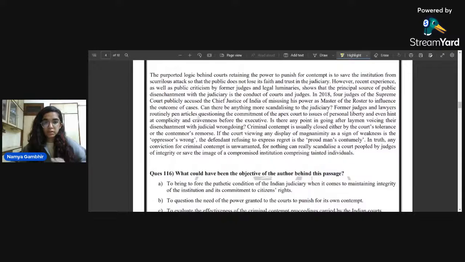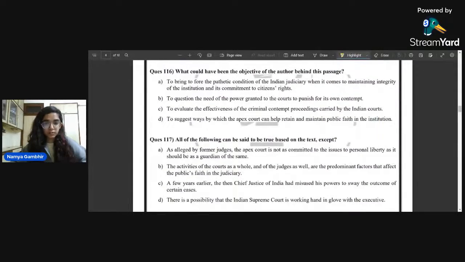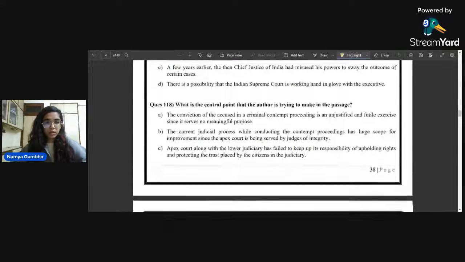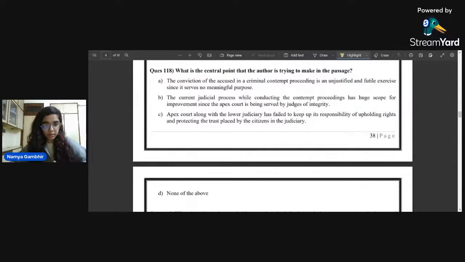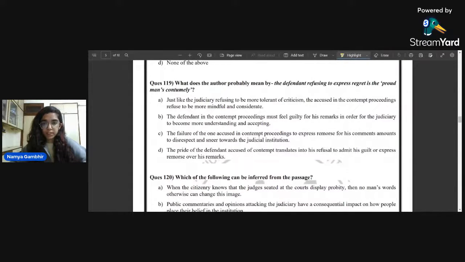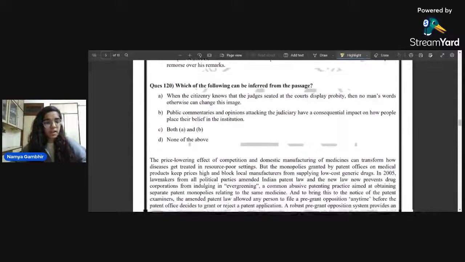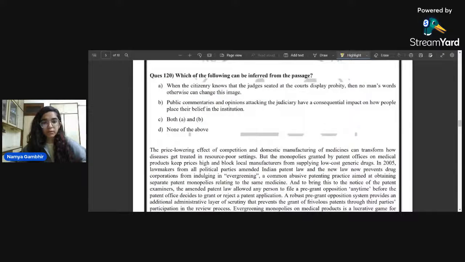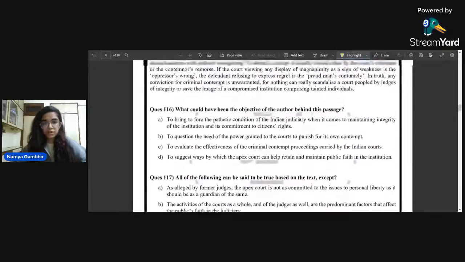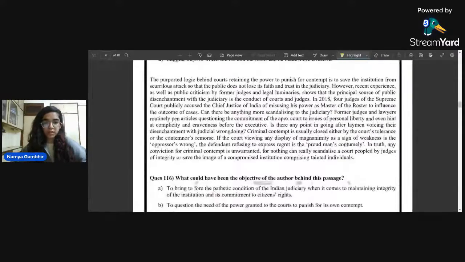Okay, let's go to the questions first. We have the objective of the author. All of the following can be said to be true except. Then the third question is, what is the central point that the author is trying to make? Then, what does the author probably mean by a particular statement? The defendant refusing to express regret is the proud man's contumely. This is a part that you need to give specific attention to when you read the passage. And the last question says, which of the following can be inferred? So you have inference, a specific line question, the central point, a true-except question, and the purpose of the author behind the passage.